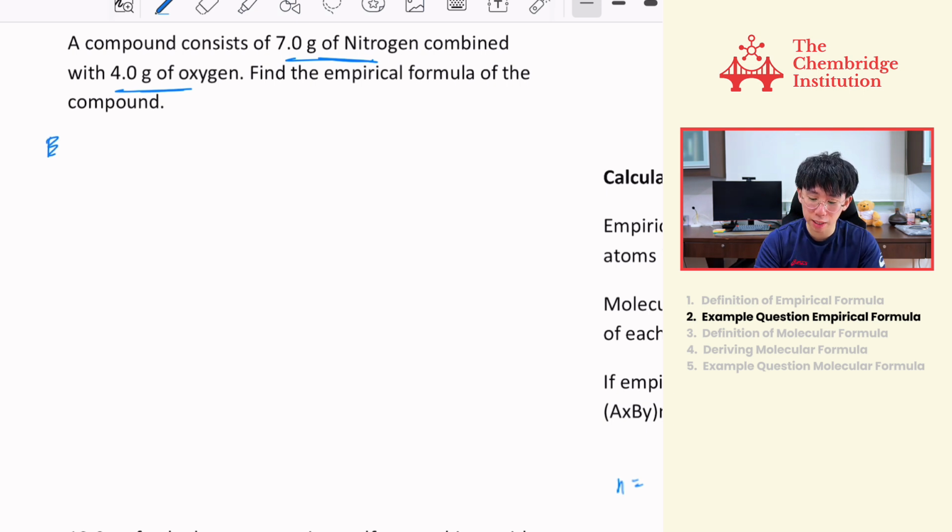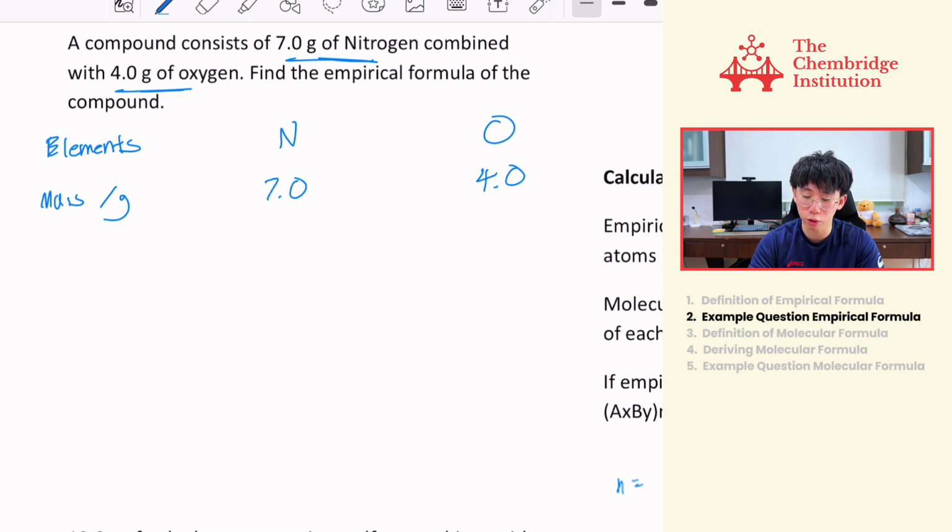So the first row of the table is usually elements or molecules. They gave nitrogen and oxygen, so it's just elements, and it's just N and O over here. Then you want to put down mass. They give you mass in grams, so you just put down the mass. For now, we're just quoting the values, 7.0 and 4.0. Then you want to find the number of moles. Remember what we learned just now? If we have the mass and we divide it by the molar mass or the atomic mass, we can get the number of moles of the particular element.